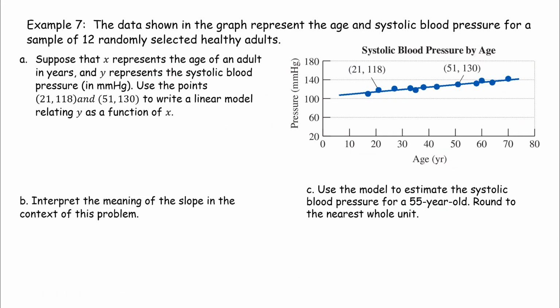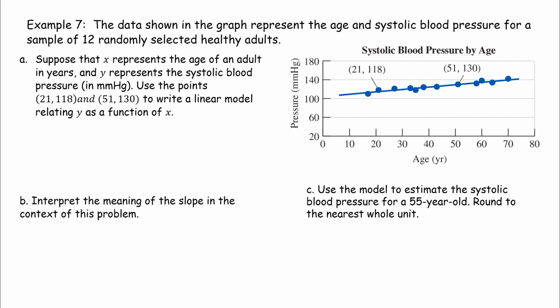All right. Example 7, the data shown in the graph represent the age and systolic blood pressure for a sample of 12 randomly selected healthy adults. Suppose that X represents the age of an adult in years and Y represents the systolic blood pressure. Use the points (21, 118) and (51, 130) to write a linear model relating Y as a function of X.